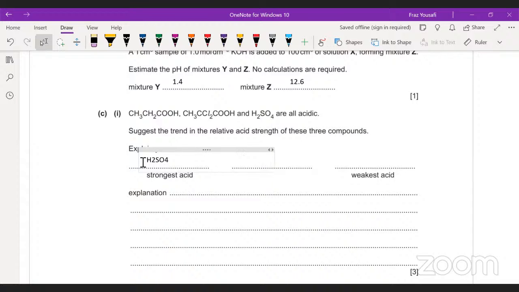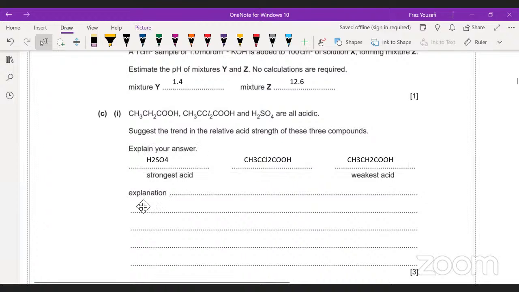And then the next one that should follow through should be the CH3CCl2COOH, so the 2,2-dichloropropanoic acid. And then the least acidic would be the propanoic acid itself. Now, that's the order. That's contingent on 1 mark.